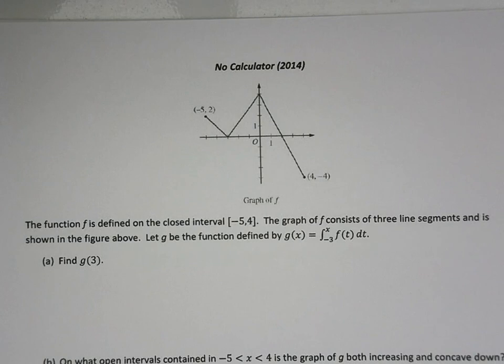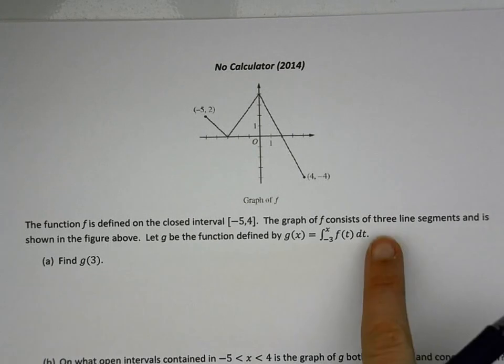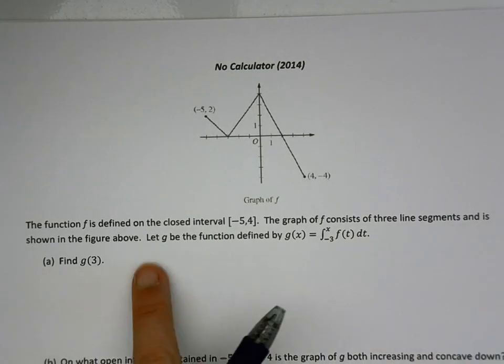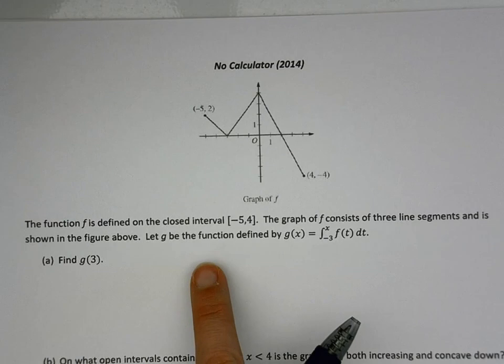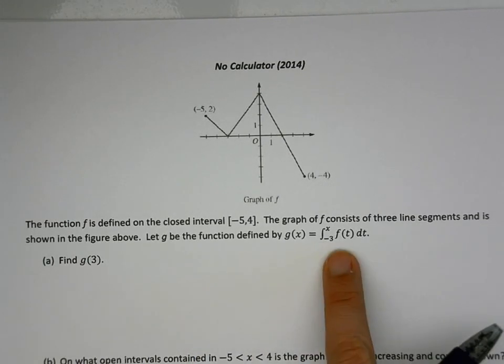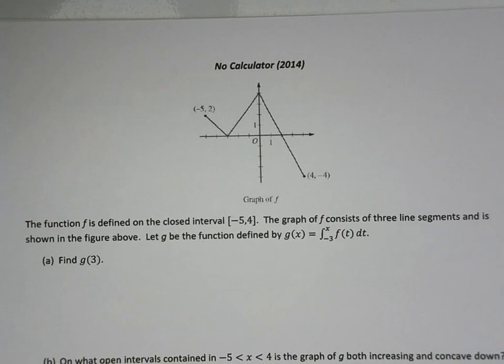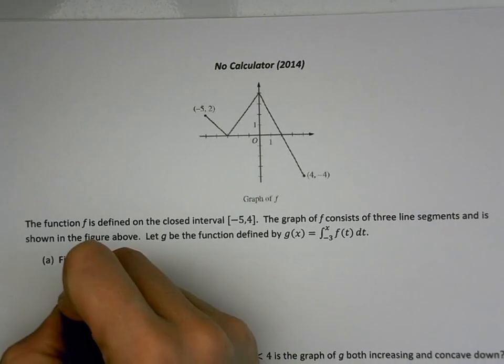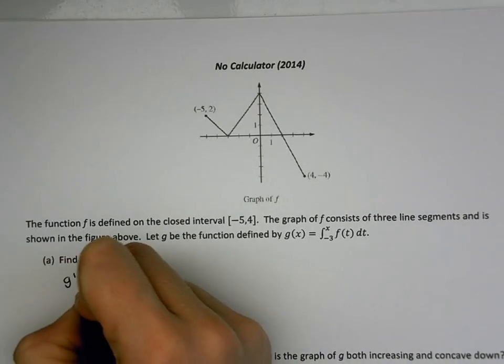Okay, the function f is defined on the closed interval -5 to 4. The graph of f consists of 3 line segments and is shown in the figure above. Let g be the function defined by g of x equals the integral from -3 to x of f of t dt. And so I'm looking at this going, oh, that's that second fundamental theorem of calculus idea. So before I do anything else, I'm going to go ahead and do my second fundamental theorem of calculus.